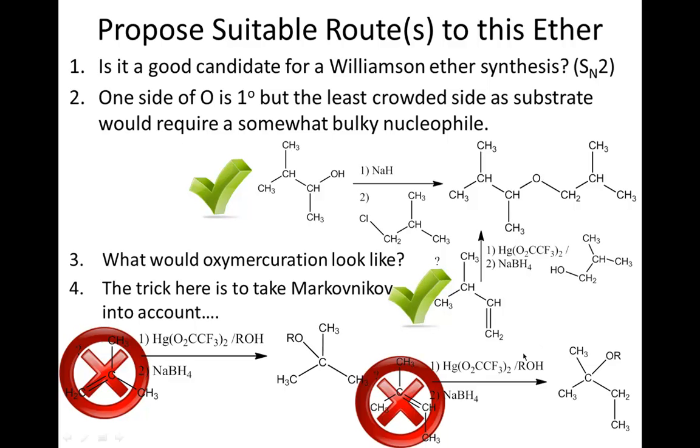And that one's okay. So the bottom line is, in looking at this ether, we have a Williamson route, which is pretty reasonable, and an oxymercuration route, which is also reasonable. And we have things that would not work. So these are the things you have to take into consideration when you decide what's the best way to make an ether.